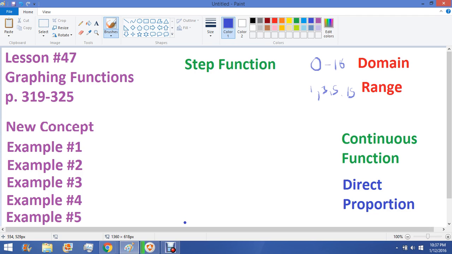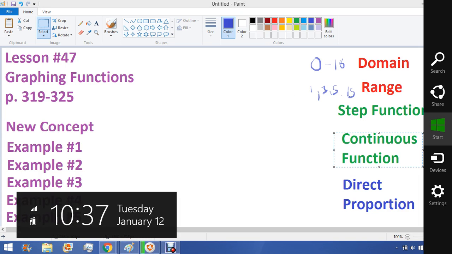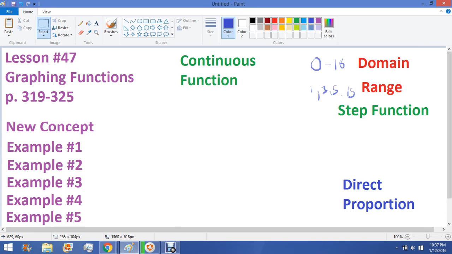The opposite of a step function is called a continuous function. And a continuous function is just a straight line. That's kind of like that traditional graph that we're looking at. I'm on example 2 for continuous function. It says consider the function p equals 4s. So we're going to say p, perimeter, equals 4 times the side. Alright, that makes sense? Okay.